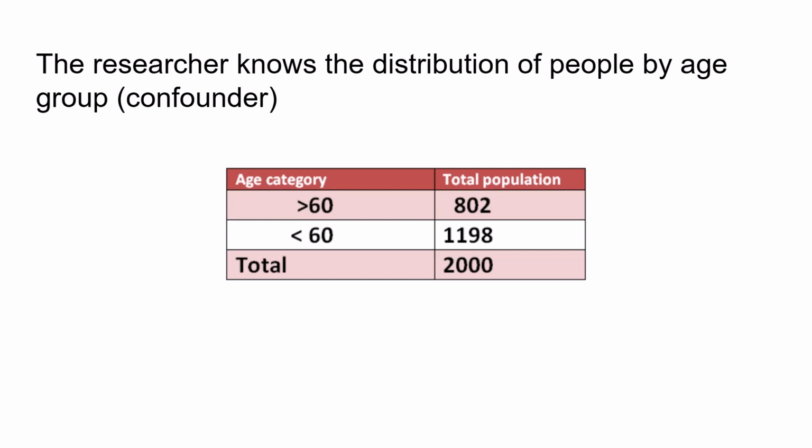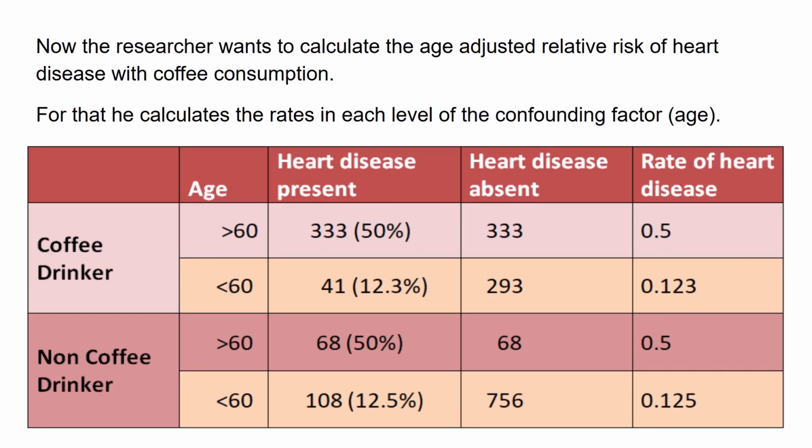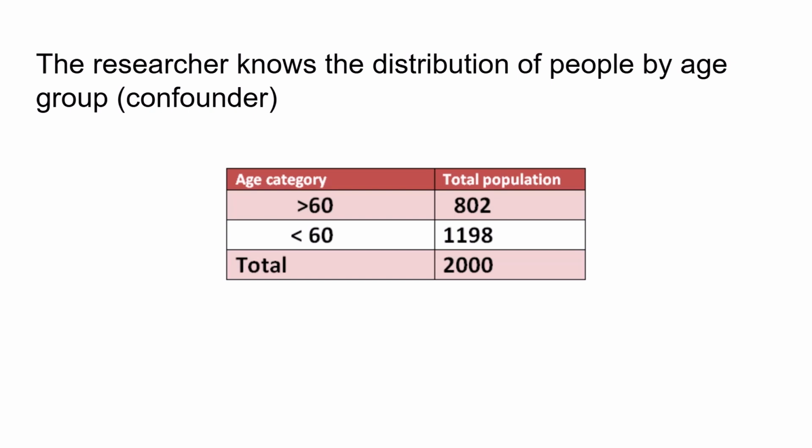The researcher knows the distribution of people by age group. Here we see that total people in age category more than 60 are 802 and total people in age category less than 60 are 1198. So there were total 2000 people. This total number is same as in previous table. We see that the people with age more than 60 is 666 plus 136, which is equal to 802, and same is for age less than 60.